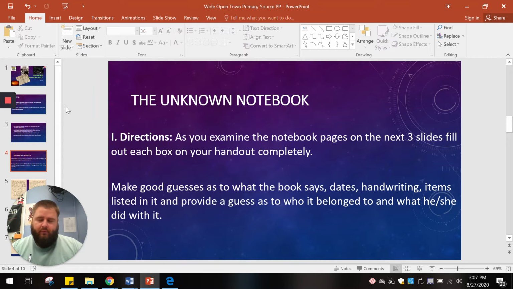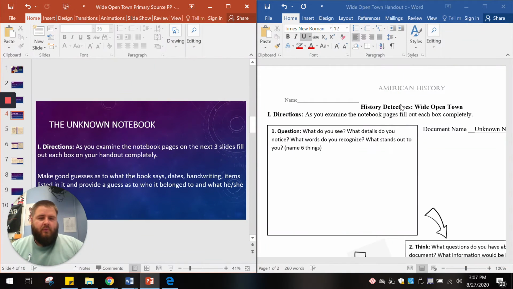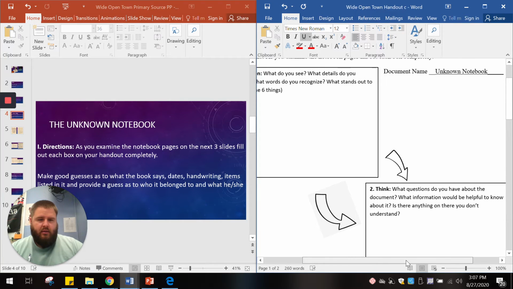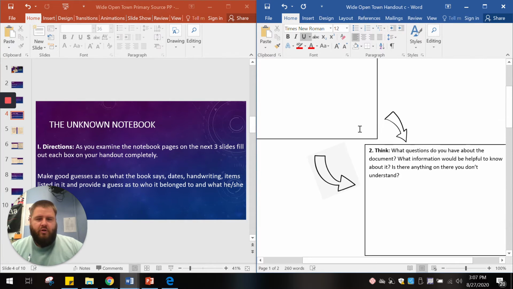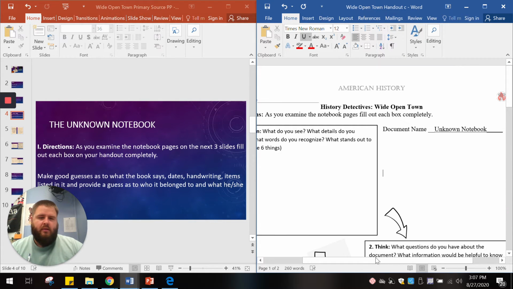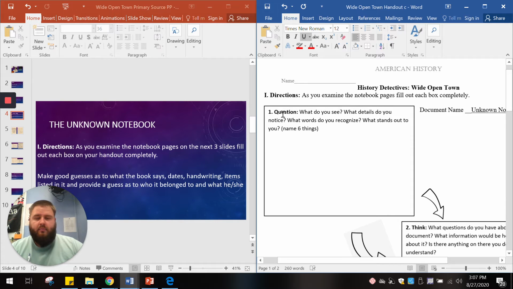We're very familiar with what a notebook is and what goes in it. When we pull up our handout for the day, History Detectives, Wide Open Town, you will see that you have three boxes on the first page. We've got some questions on the second page, but we'll get to that in a second. So let's read the directions. Let's see what we're about to do. As you examine the notebook pages, fill out each box completely. So you have three boxes, each of them having you do a slightly different thing.